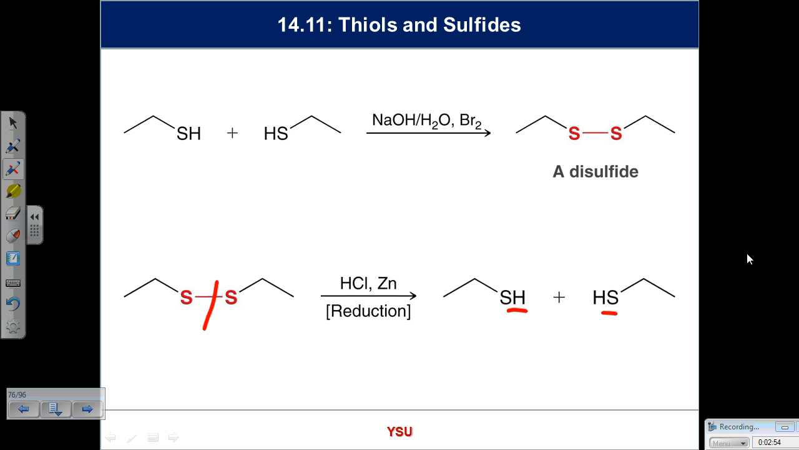No, the zinc is to actually introduce electrons into the sulfur, and then we lose the hydrogens. It's actually a very complicated mechanism that we don't cover.